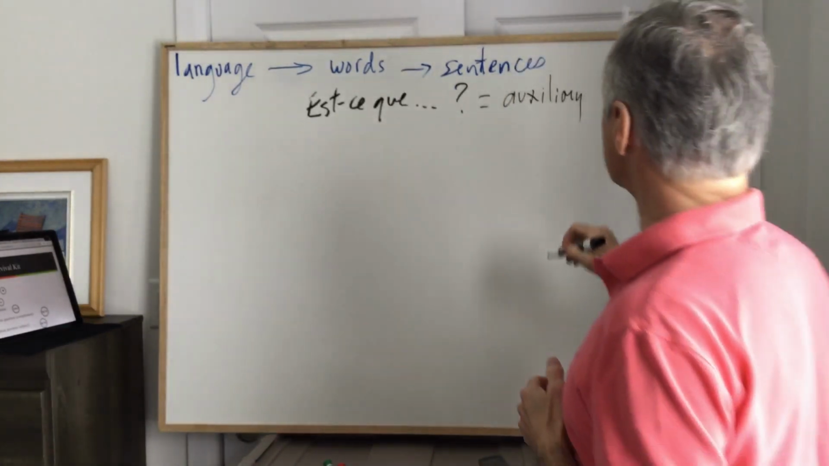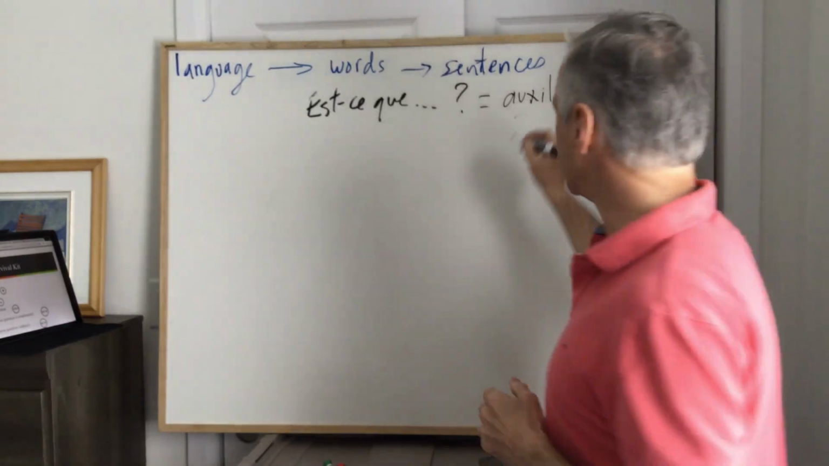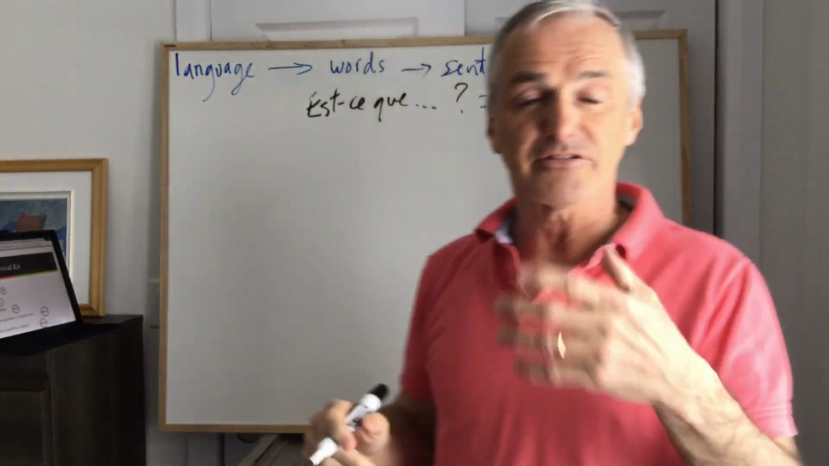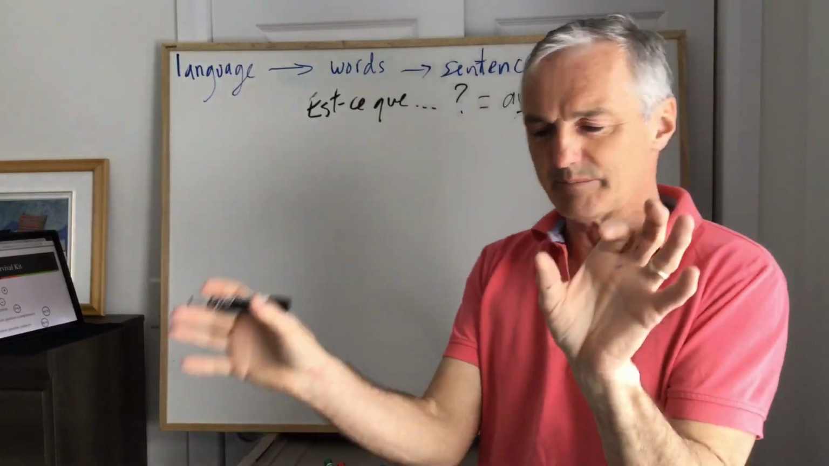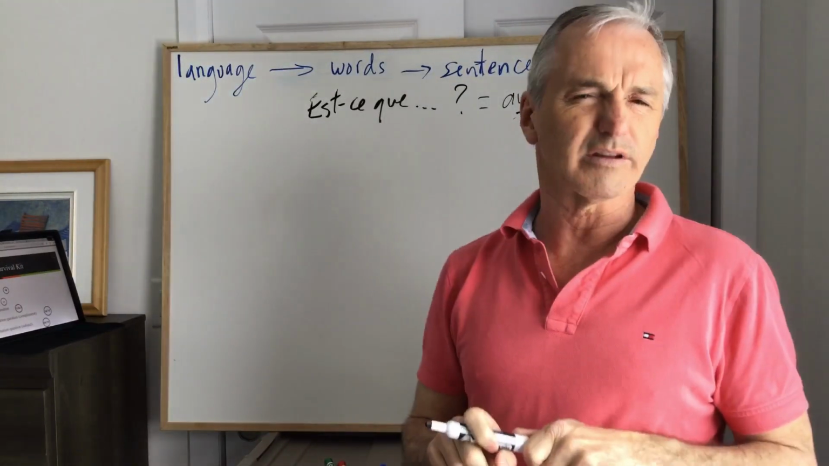I hope I wrote that right. Auxiliary. Again, excuse my writing. I say that all the time. Est-ce que is an auxiliary. So it's something, as I said, like on my keyboard, that you add onto the verb. So what are the different auxiliaries?